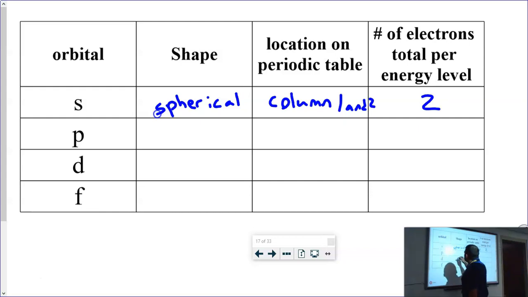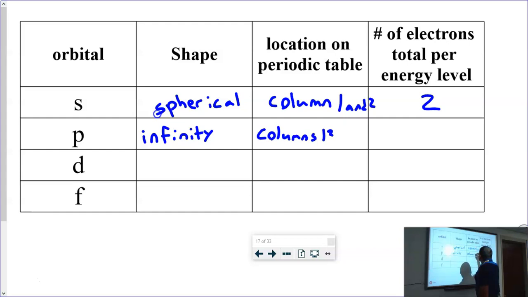P orbitals, these are, I don't know, I'll call it an infinity. Okay, that makes sense to me, like the math symbol, right? Where are these located? These are columns, really 13 through 18. Depends on the periodic table. Some periodic tables have this listed as column 3 through 8. Others have it 13 through 18. But it's the last 6, right? The 6 on the right. How many total electrons do they have? 6. A set of p orbitals has 3 orbitals, 2 electrons each, so they can hold a total of 6.